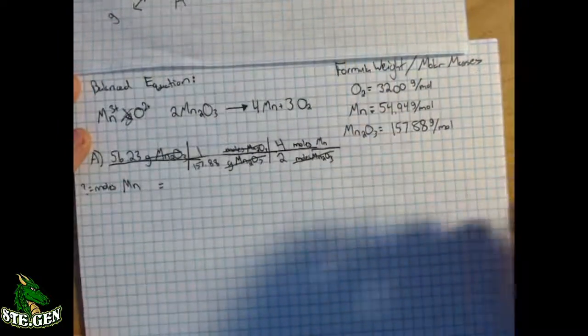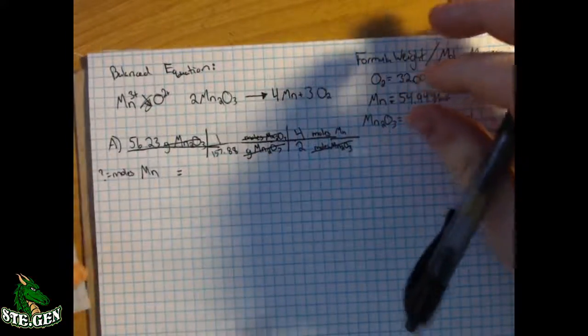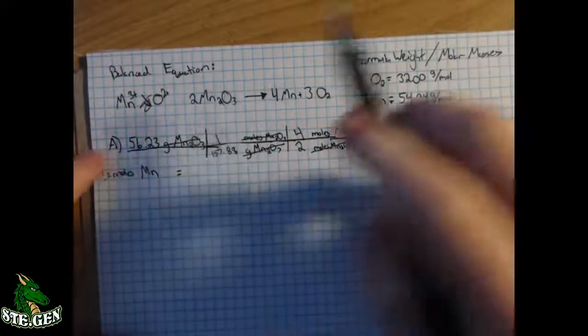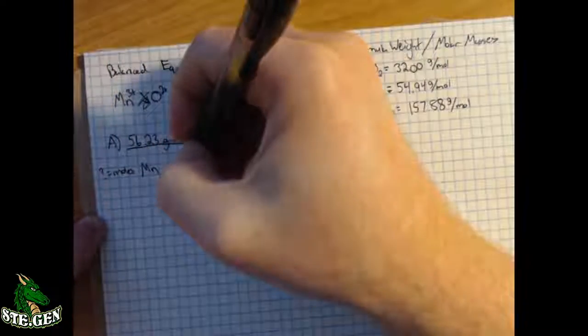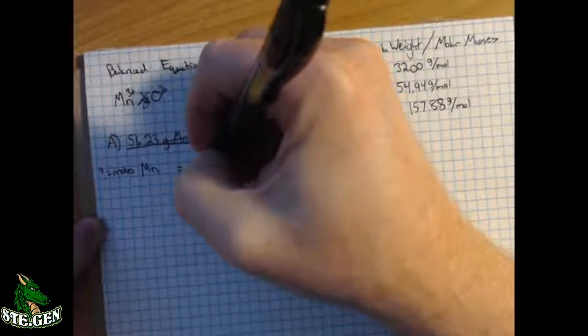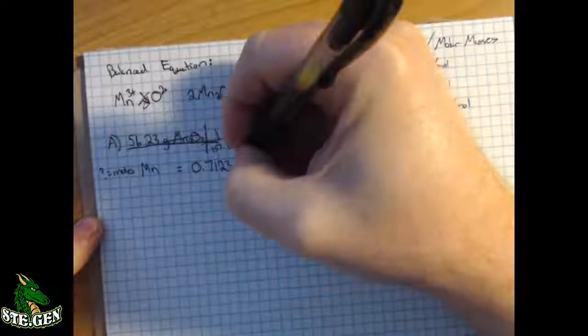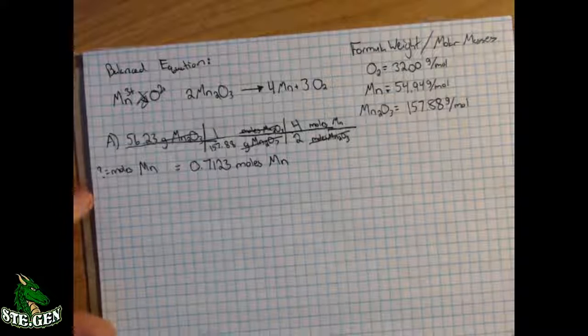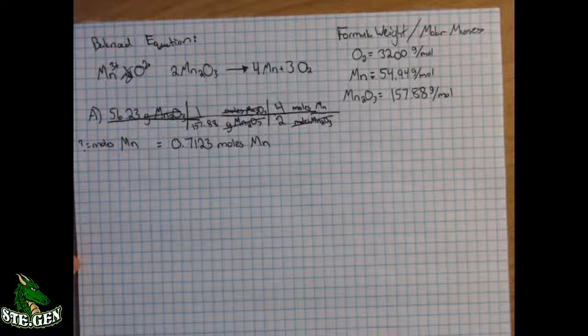If we plug all this into our calculator, you get to the correct number of sig figs, which in this case should be 4 sig figs, because 56.23 has 4 sig figs. You should get 0.7123, and your unit would be moles of Mn. Okay, hopefully that one made some sense.